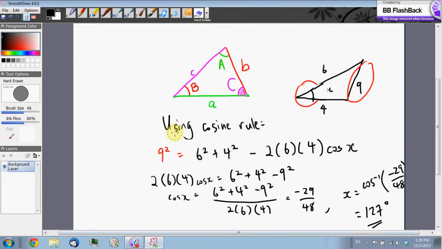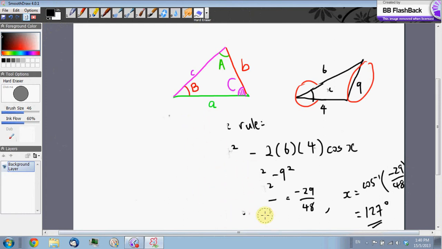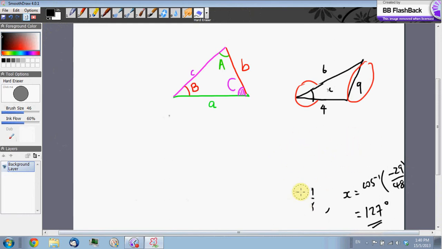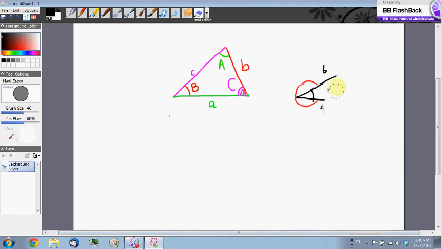Alright, so right now I'm going to spend the rest of the time proving the sine and cosine rule. I don't think you're tested on that, but it's good to know what it is so that you have a better understanding, and I am sure you will be able to understand it. It's not very difficult.